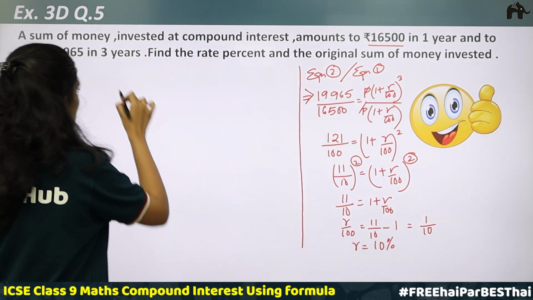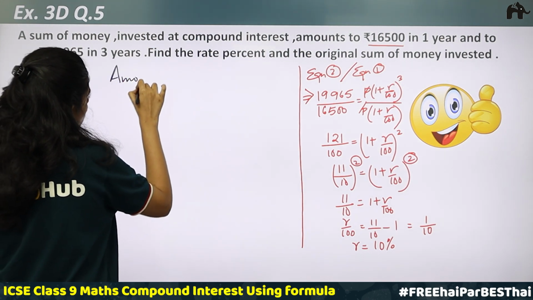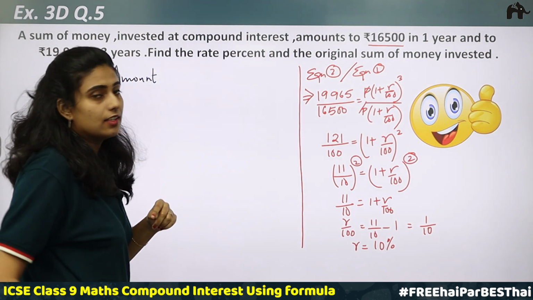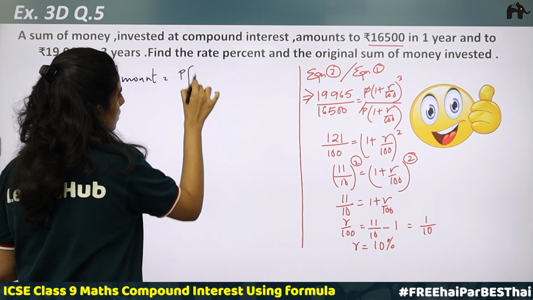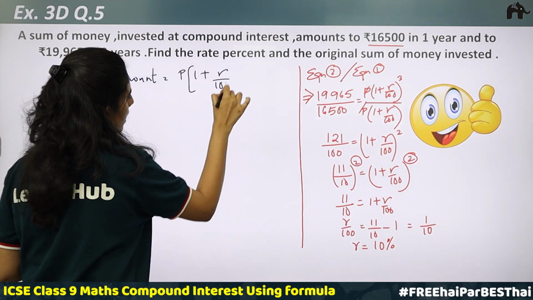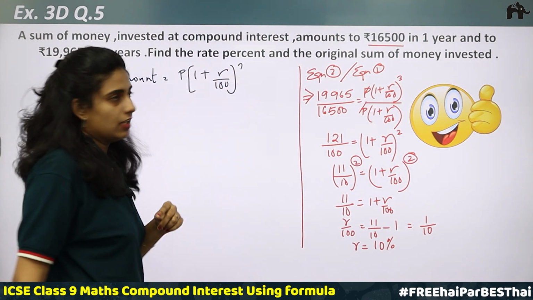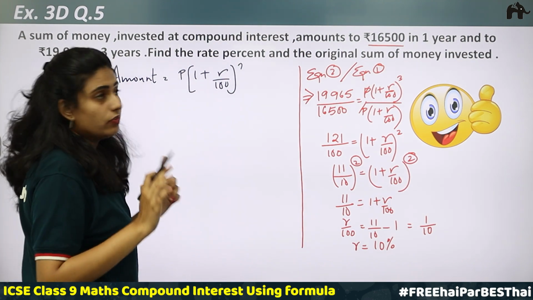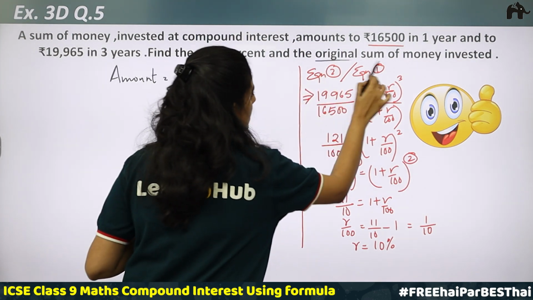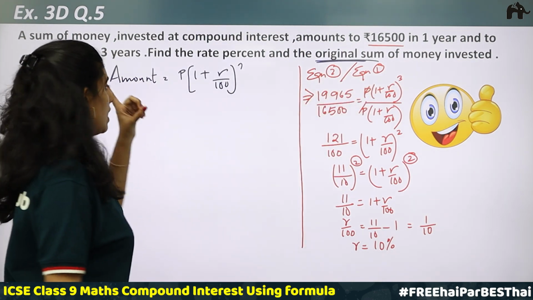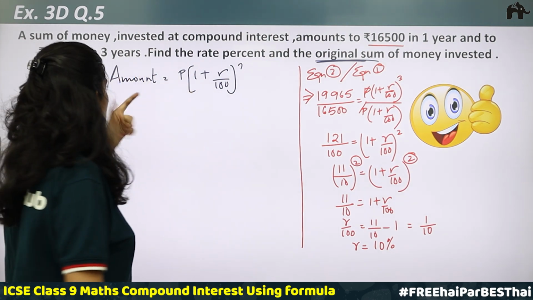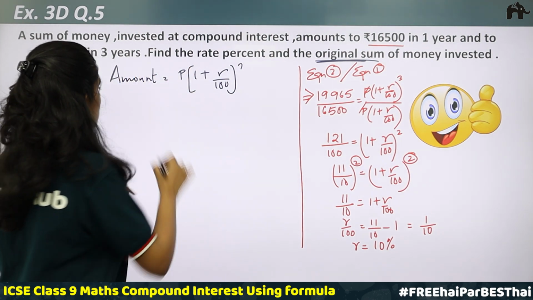Now we have to find the amount. We know the amount is equal to principal into 1 plus r by 100 whole raised to n. Now put the values. What we have to find is the original sum. Okay, when the amount is known, we can find the original sum. What is the amount in 1 year is given?